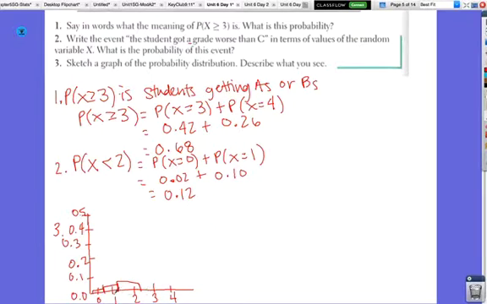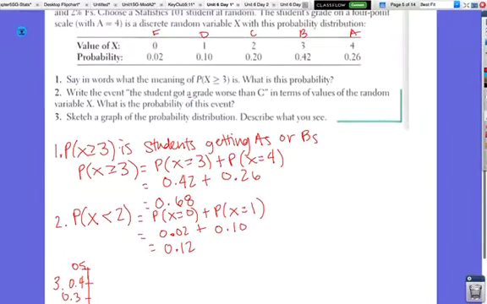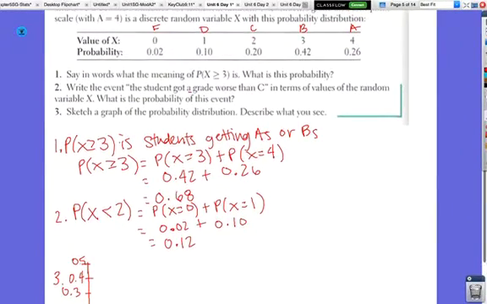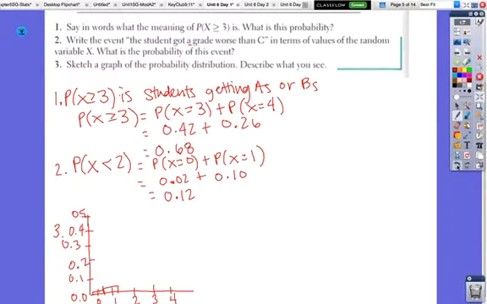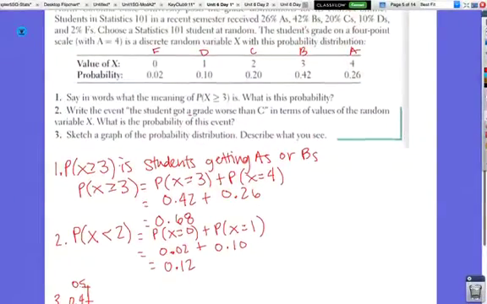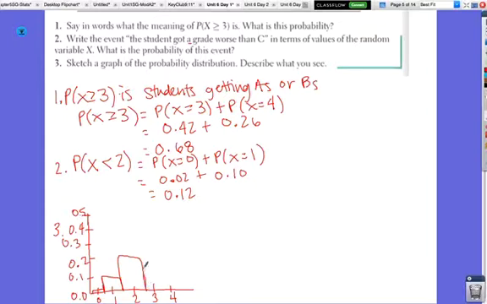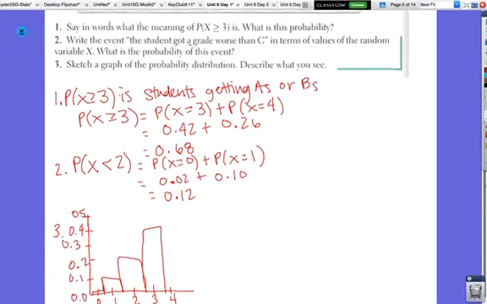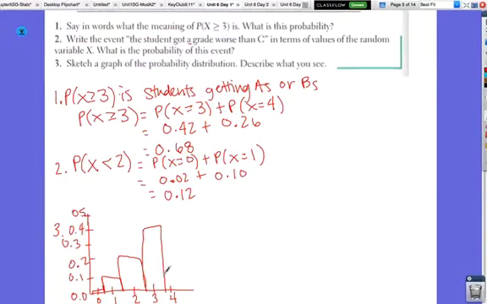Probability X was equal to 2 is 0.20. Oh, this one is super, super off, but you get the idea. Actually, let me back up a second. This one is really here. This one is really here. Probability of 3 is 0.42, so this one goes way up here. And probability of 4, or X equals 4, is 0.26, so it's somewhere here.